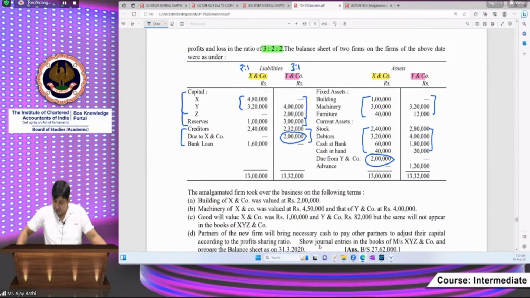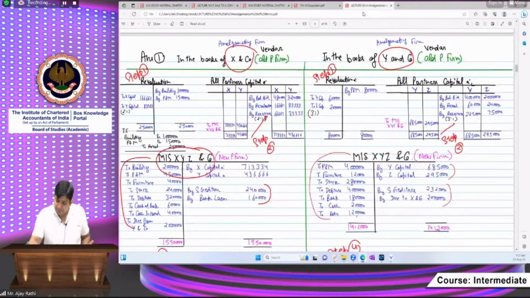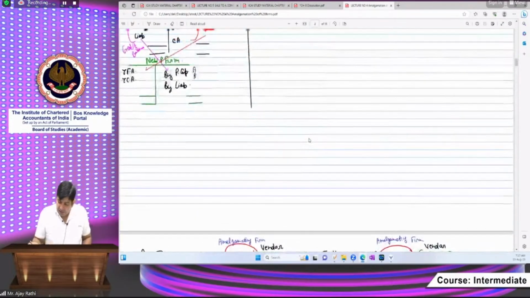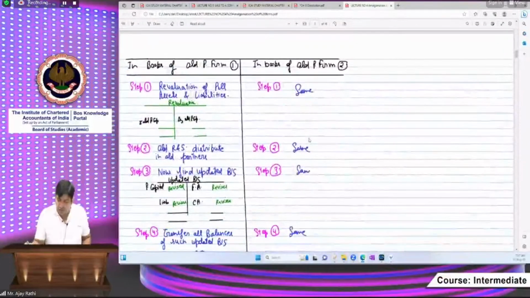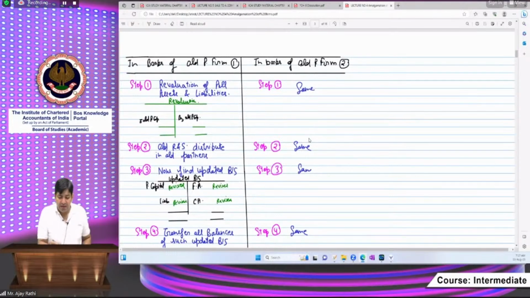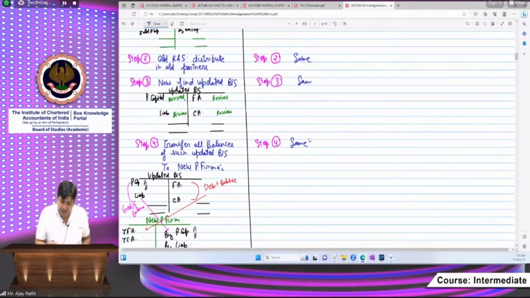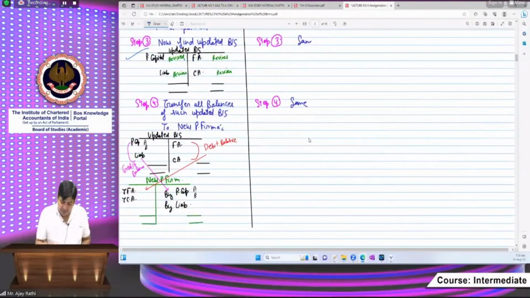Anyways, so can I do this thing? Sir, first you have to follow the steps. Okay, beta, I have given you the solution. Anyways, here we have to take care of the steps also. So I have also written the steps in the books of old firm. Step number first, revaluation of all the assets and liabilities in the books of old firm, and after that distribute the reserve and surplus in the old partners' capital. And step number 3, definitely you will be finding after that the updated balance sheet, and then you have to start the transferring to new partnership. So easy. Can I start?